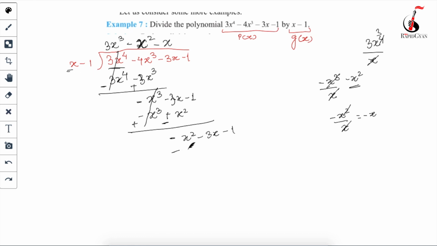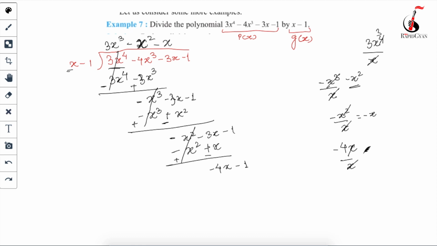So what will I get? I will get minus x square, and minus x into minus 1 will give me plus x. Now subtract. This will become plus, this will give a minus, this will be cancelled out. What I will get is minus 3x minus x, minus 4x minus 1. Now again I will have to divide minus 4x with the first term of your divisor, that is x.